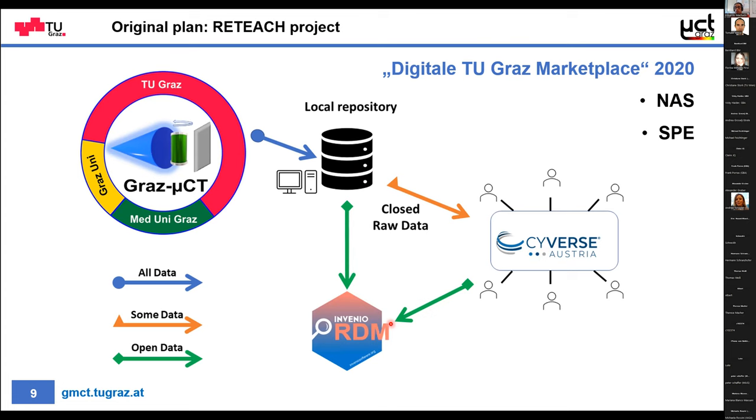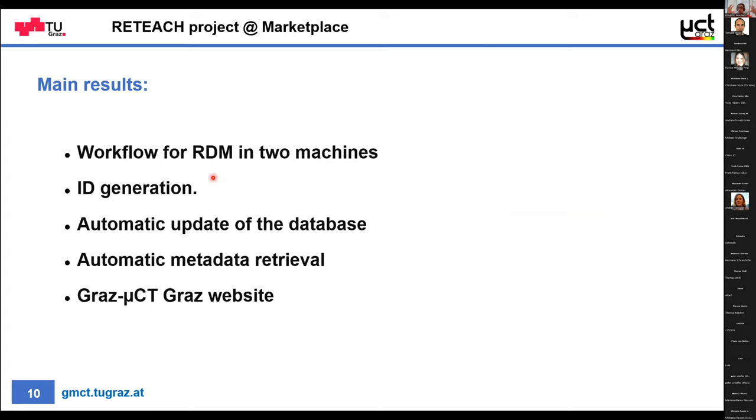Now, from that first part, we got several good results. Well, we established a real workflow for working with two machines. We did automatic ID generation for dealing with every experiment. We have some scripts which update our database from the new experiments. The scripts also take all the information for each experiment and send it to the database. And we also created our website.